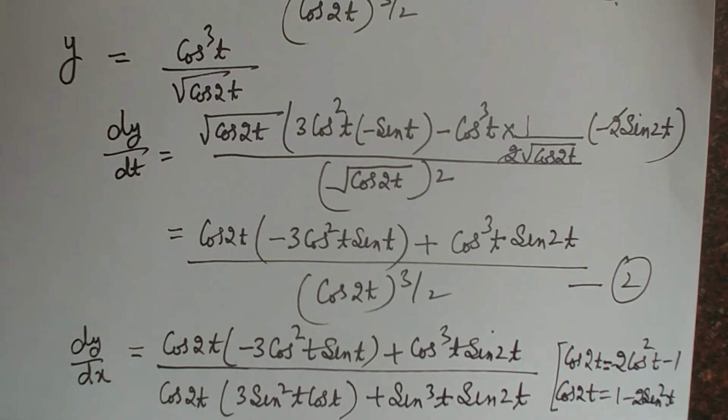As you see in the numerator, you can find that cos cube is there, cos square is there, which means the dominance of cos power is there. So I'll open this cos 2t as 2 cos square t minus 1. In this denominator, you can see the sine power is in dominance, so I will open this cos 2t as 1 minus 2 sine square t. So this is the way we will solve this part. Let us solve it.